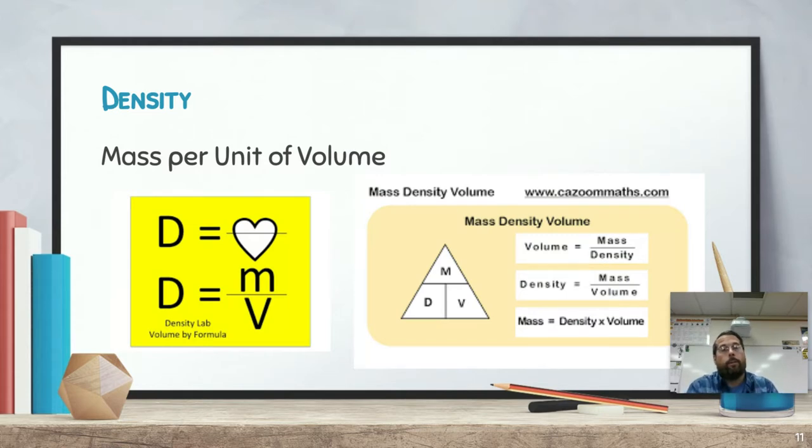We also talked about the physical property of density. Density was found by mass per unit of volume. So if we know the mass of an object and the volume of the object, we can figure out how dense it is or how much material is packed in that material.